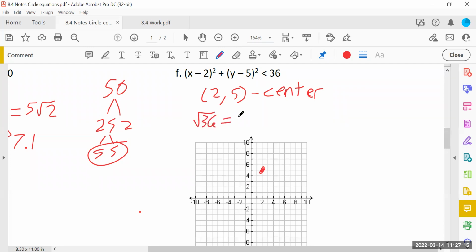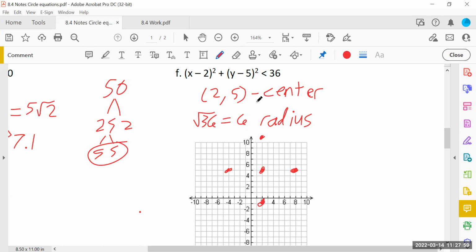And here's another one that's nice. The square root of 36 is 6. Not center, radius. So from here, I'm going to count right 1, 2, 3, 4, 5, 6. Left 1, 2, 3, 4, 5, 6. Up 1, 2, 3, 4, 5, 6. And down 1, 2, 3, 4, 5, 6. So there are my edge points, but don't draw your circle in just yet.